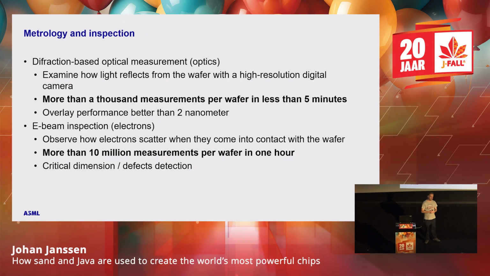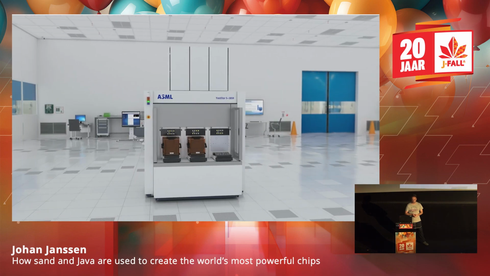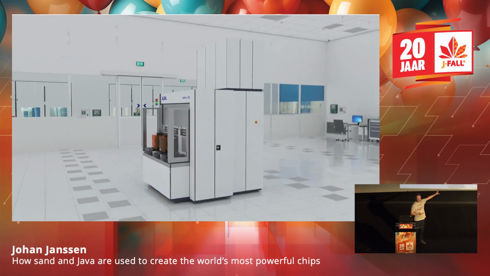Then what we do, we have basically two types of machines to measure this, because you cannot put it under a microscope. It's too small for that. So we have diffraction-based and E-beam measurements, and one measures the overlay, the other one measures the critical dimension. So how does that go? This is an example of a machine. Again, you see some FOUPs with wafers in it.